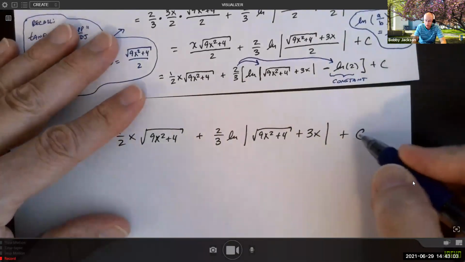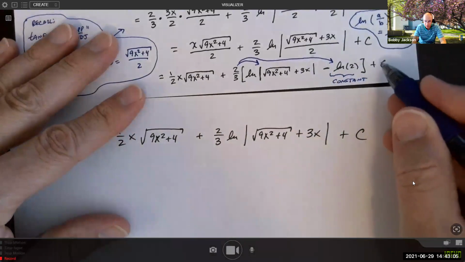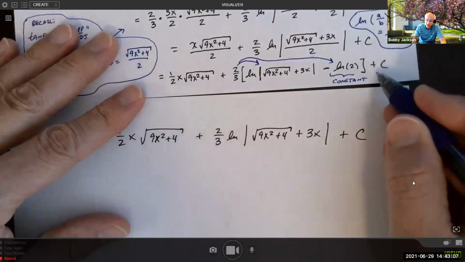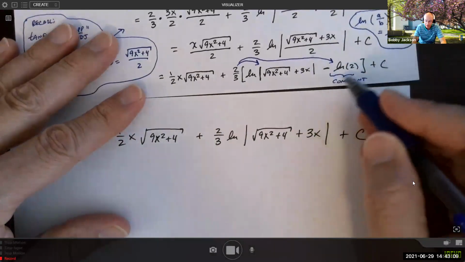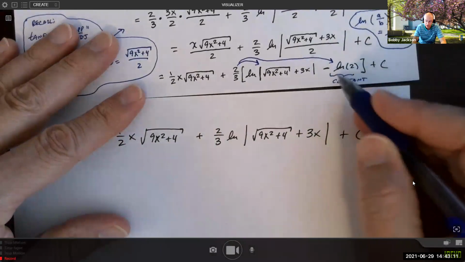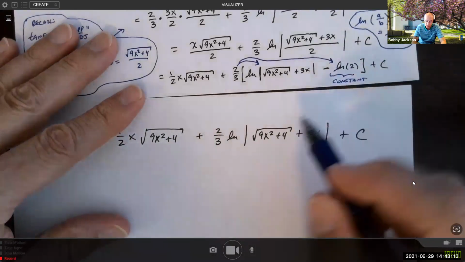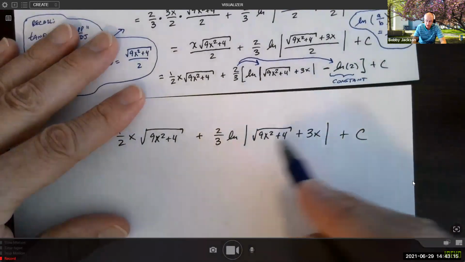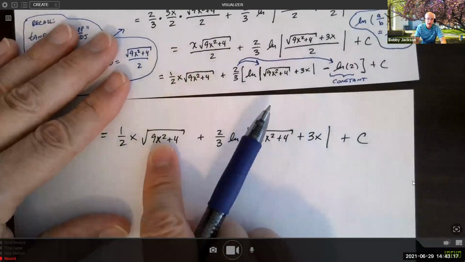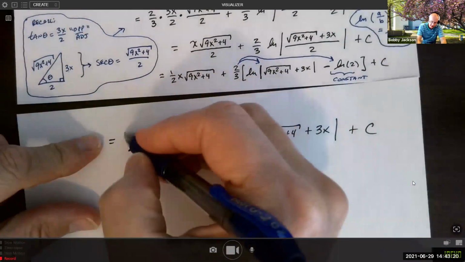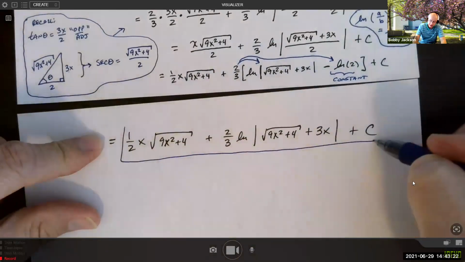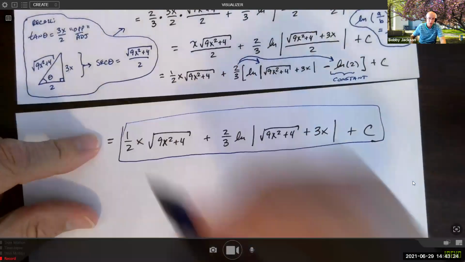So this c right here would not be equal to the original c, but it would be the original c minus the 2/3 natural log of 2. So all we're left with is the 2/3 natural log of all this stuff. Of course, that first term is not affected. And this is what we have as our answer. And so that's how we get that result.